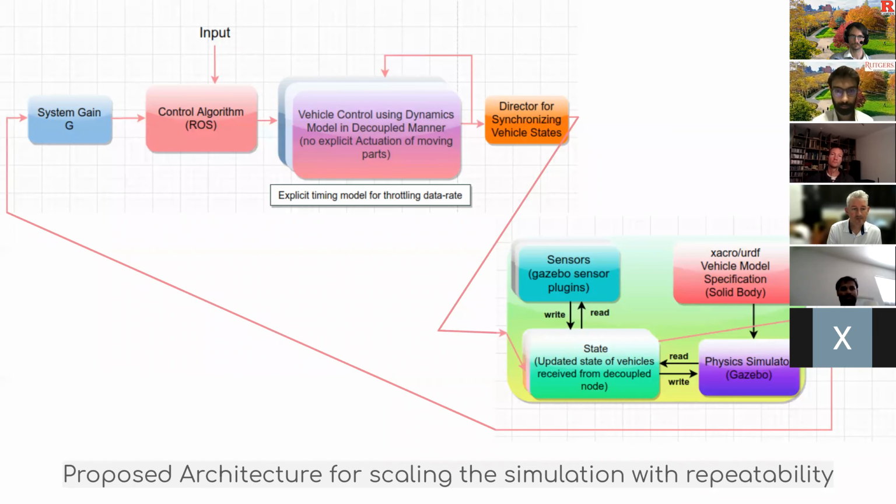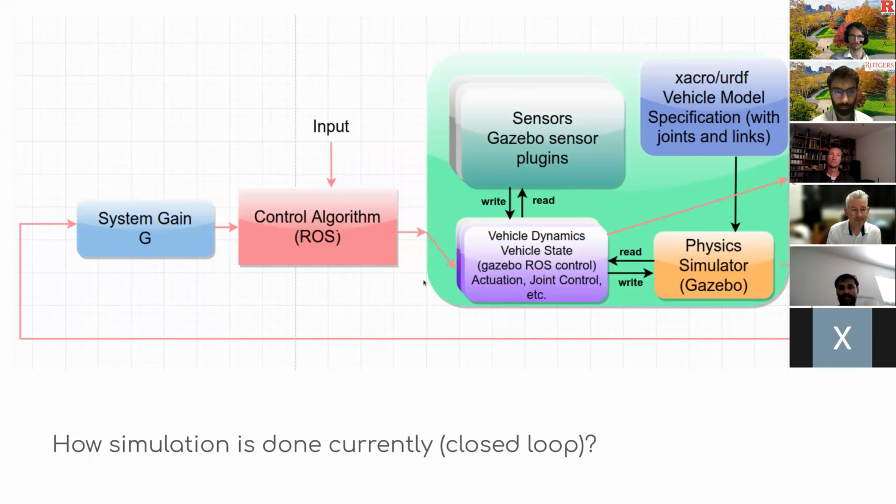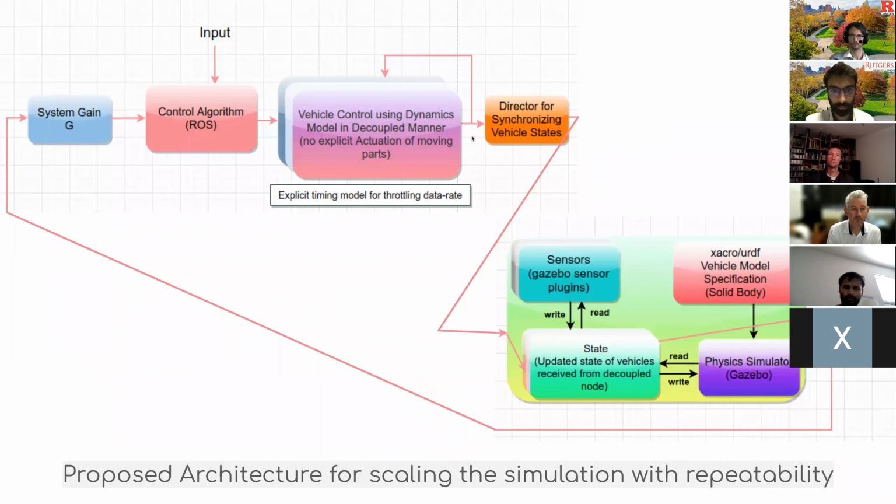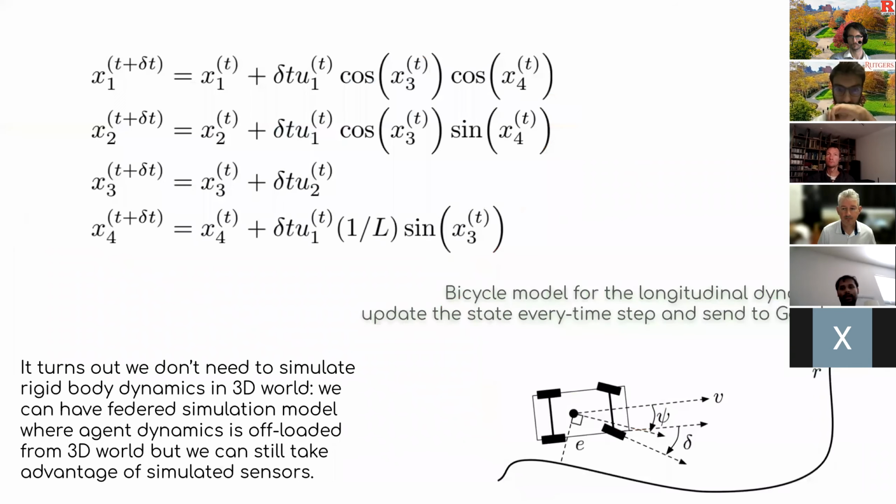What we are going to propose is that this vehicle dynamics part comes out of the 3D simulator, and we do it as a standalone program, a standalone node. And then we have a director node that will synchronize the state updates, and that gets propagated to change the state in the 3D simulator. But note that by this method, we are still going to do the sensor simulation inside the 3D simulation, because we want to simulate the sensor to emulate the real world.